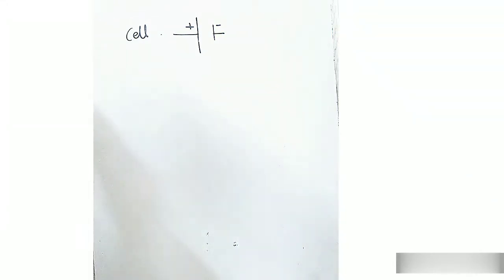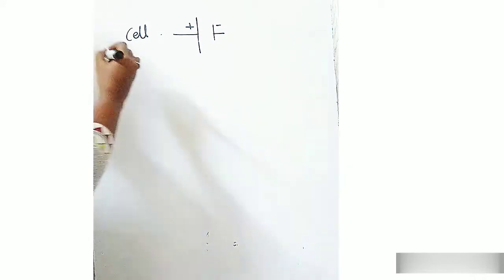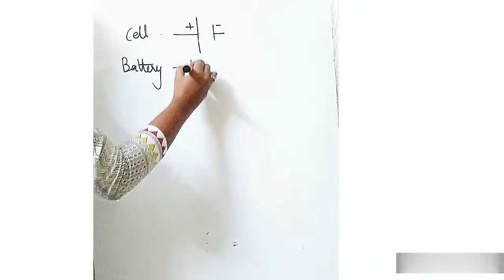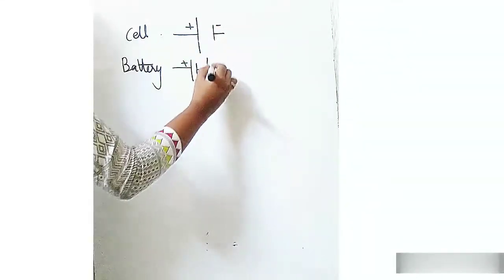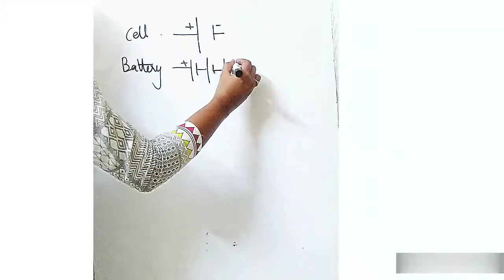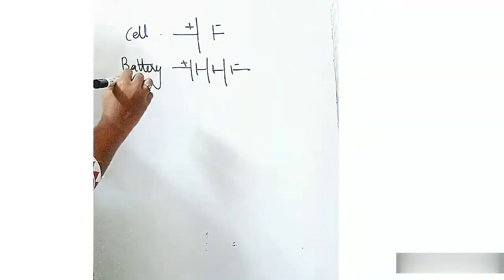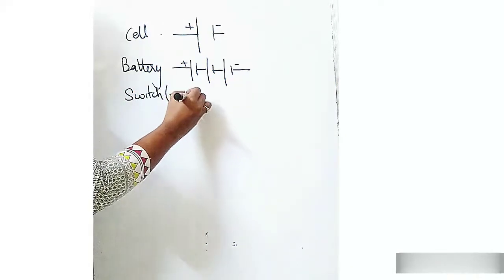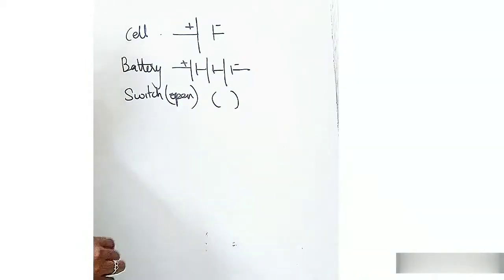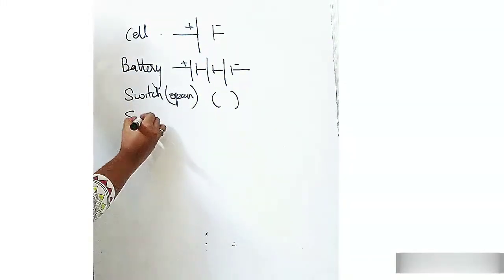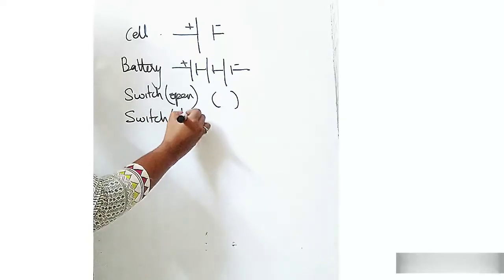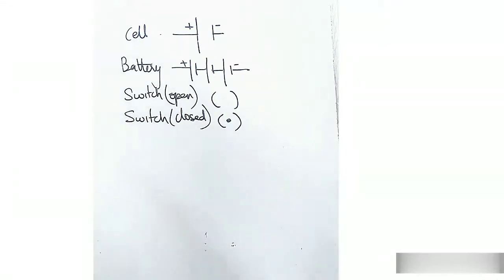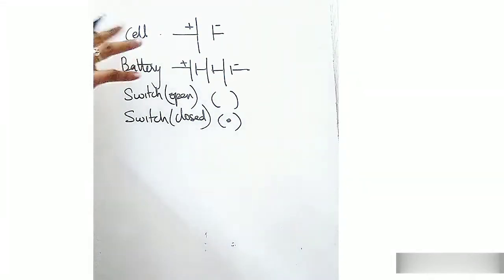Now what is a cell? A combination of cells forms a battery. So a battery is denoted like this, students, with plus again. So this is a battery. Now we'll see the switch. When it is open, the switch will be like this. When the switch is closed, you put a dot in the bracket. That means the circuit is closed, or the switch is closed.